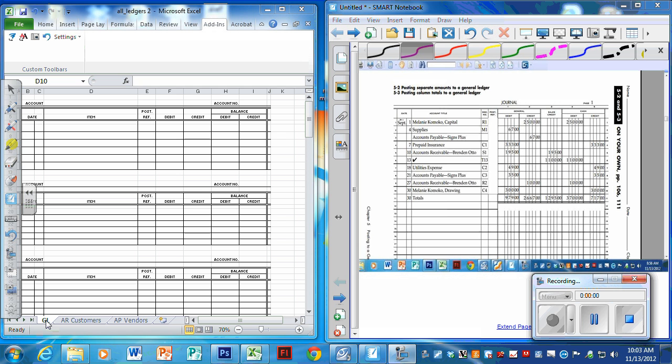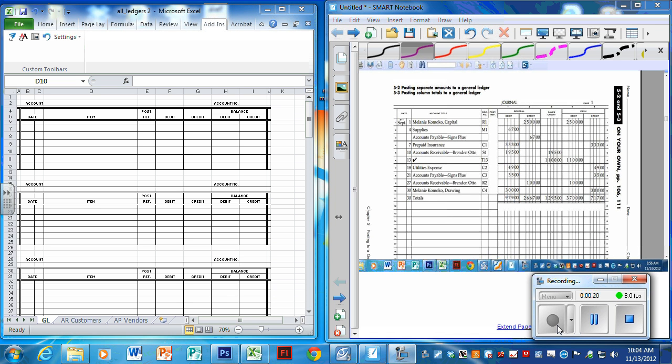In your GL, let's go ahead and throw in the account balances. The first account in your GL is cash. On the top account line, at the very top, type the word cash. The account number is 110. So, cash, account number 110.